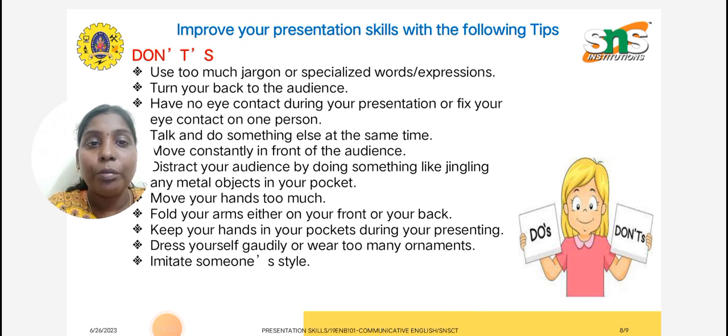And next, don't dress up or wear too many ornaments. Avoid using too many ornaments, and don't go with too bright colors of dresses. And don't imitate the style of someone else. Whenever you are presenting any topic, whether it is technical or a general topic, you are not supposed to imitate anybody else.